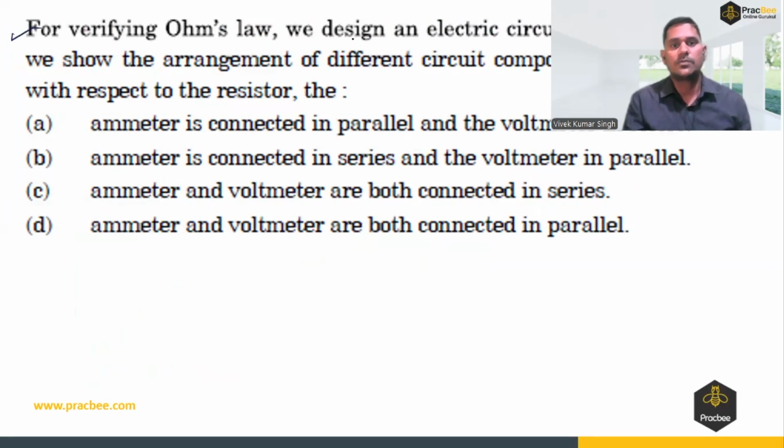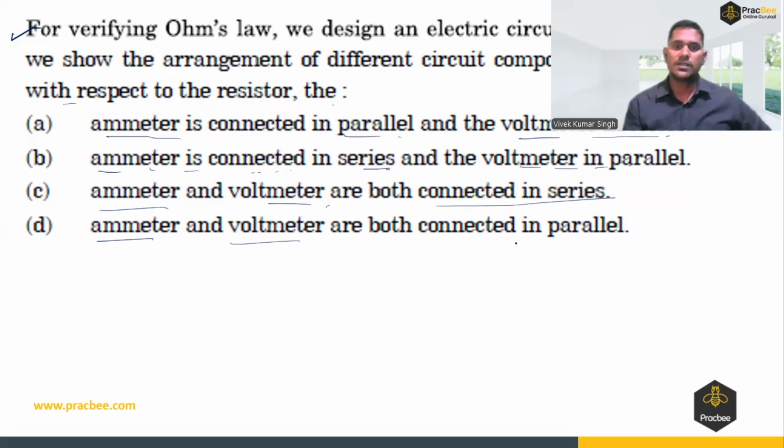Now let's see this. For verifying Ohm's law, we design an electric circuit diagram in which we show the arrangement of different circuit components. We find that with respect to the resistor, the first option is the ammeter is connected in parallel and the voltmeter in series. The second option is the ammeter is connected in series and the voltmeter in parallel. The third option is the ammeter and voltmeter both are connected in series. And the fourth option, the ammeter and voltmeter are both connected in parallel.